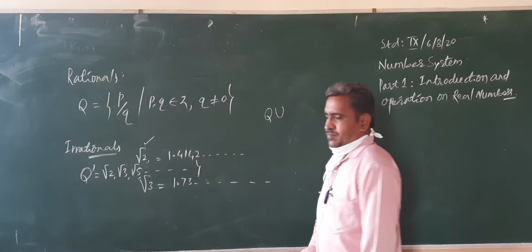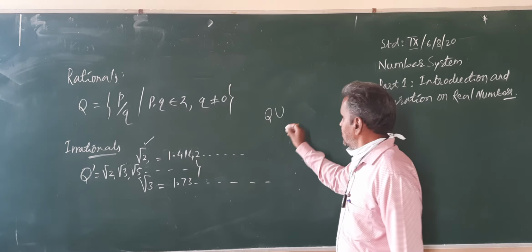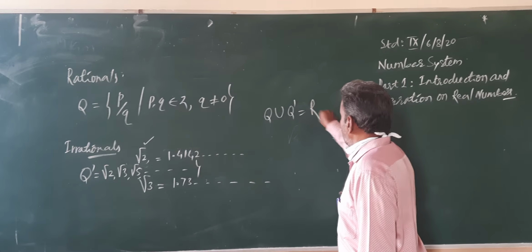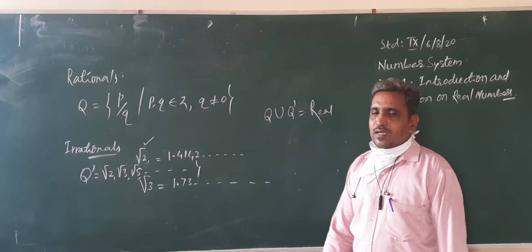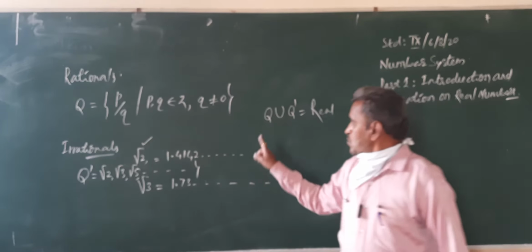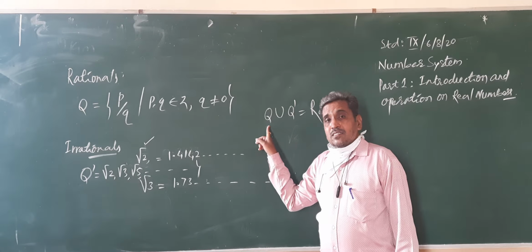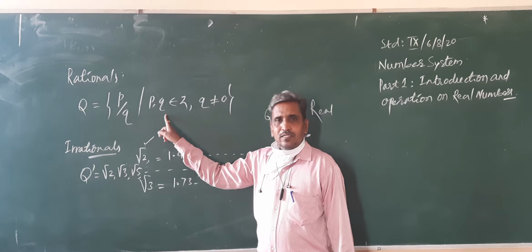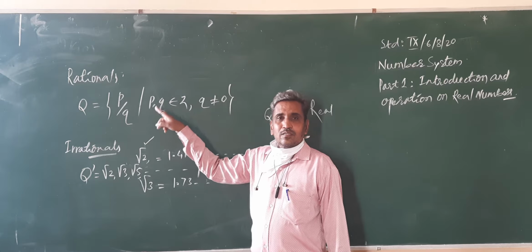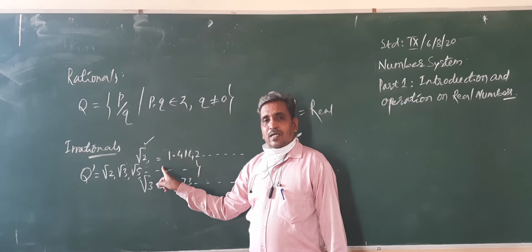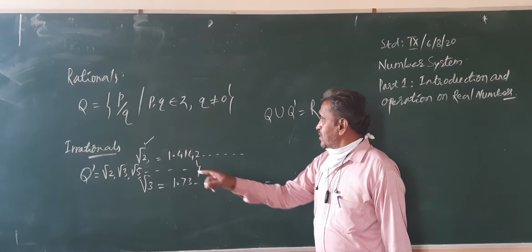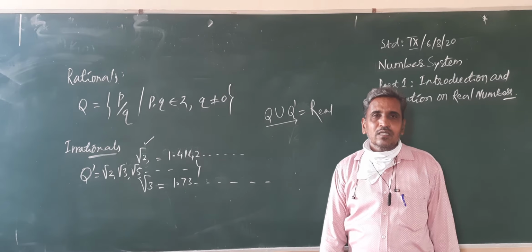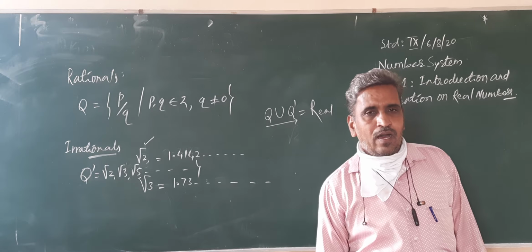Q union Q dash, the set of rationals union the set of irrationals, is said to be the set of real numbers, denoted by R. Q, the set of rationals, contains integers. Integers contain whole numbers. Whole numbers contain natural numbers. Other than these, the non-recurring, non-terminating decimals are said to be irrationals. So Q union Q dash gives the set of real numbers that is denoted by R.